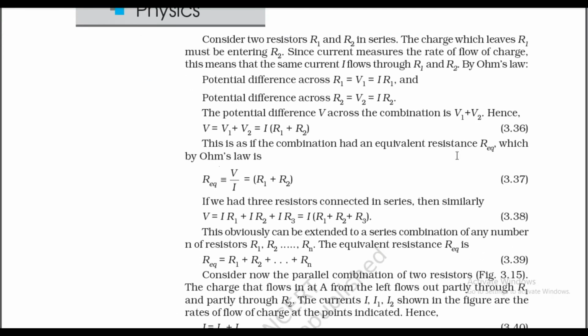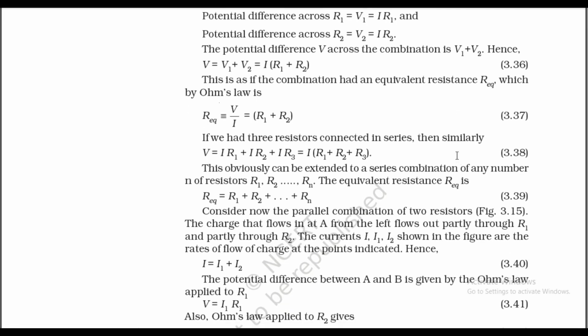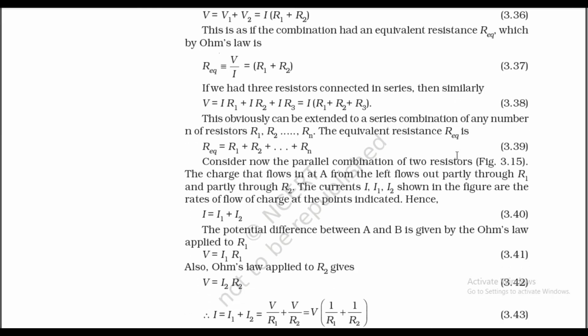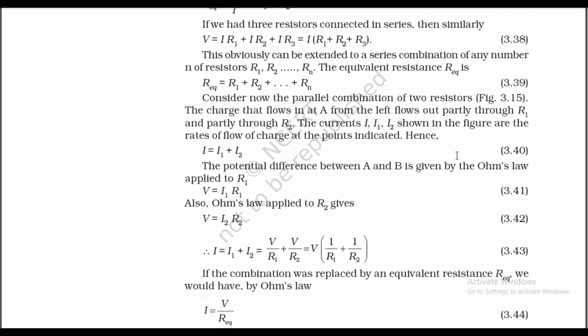If we had three resistors connected in series, then similarly V is equal to IR1 plus IR2 plus IR3, which is equal to I(R1 plus R2 plus R3). This obviously can be extended to a series combination of any number n of resistors R1, R2 and so on, and the equivalent resistance Req is equal to R1 plus R2 plus so on, Rn.